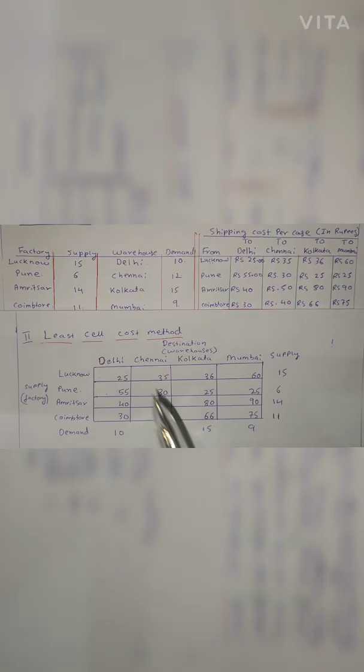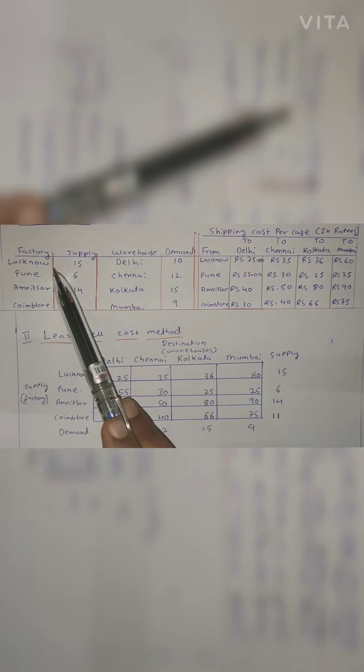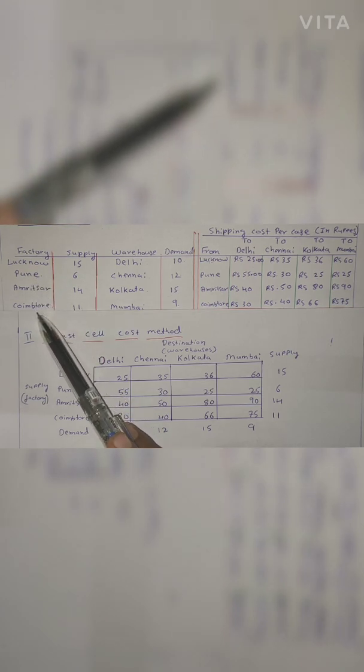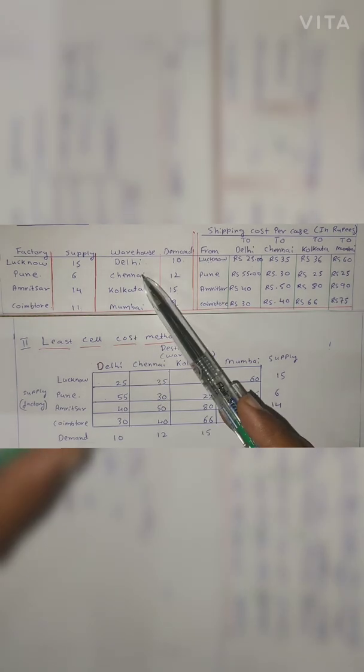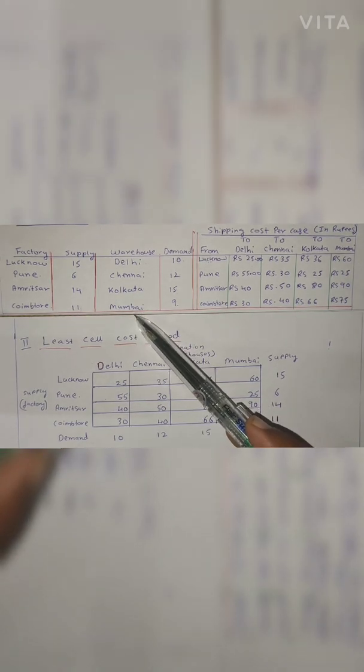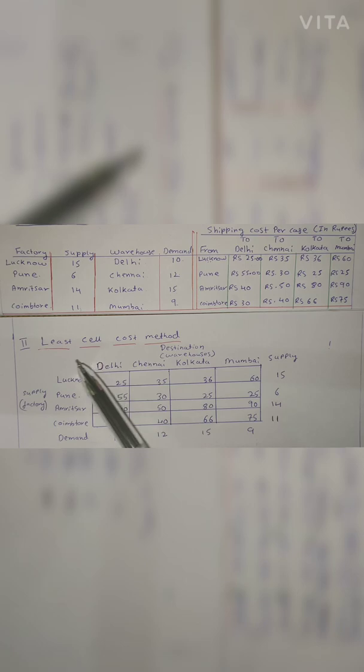Solving the same problem of factories in Lucknow, Pune, Amritsar, Coimbatore, warehouses in Delhi, Mumbai, Chennai, Kolkata, and the same shipping cost. We are solving this problem now by the least cell cost method.